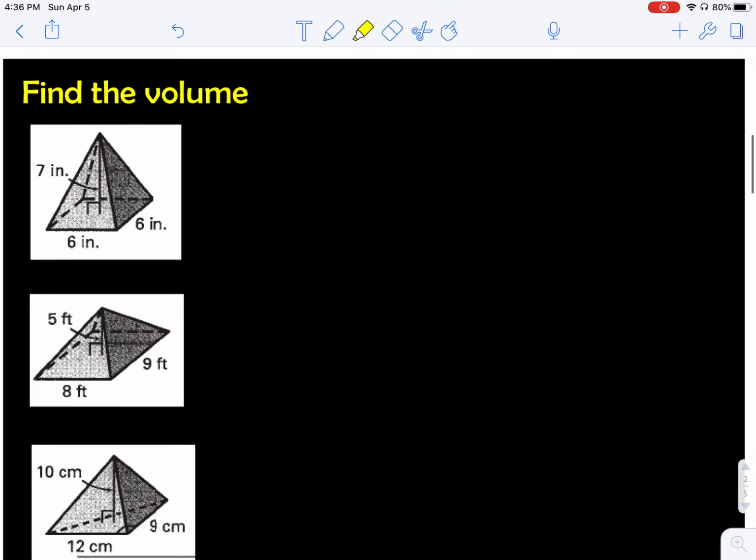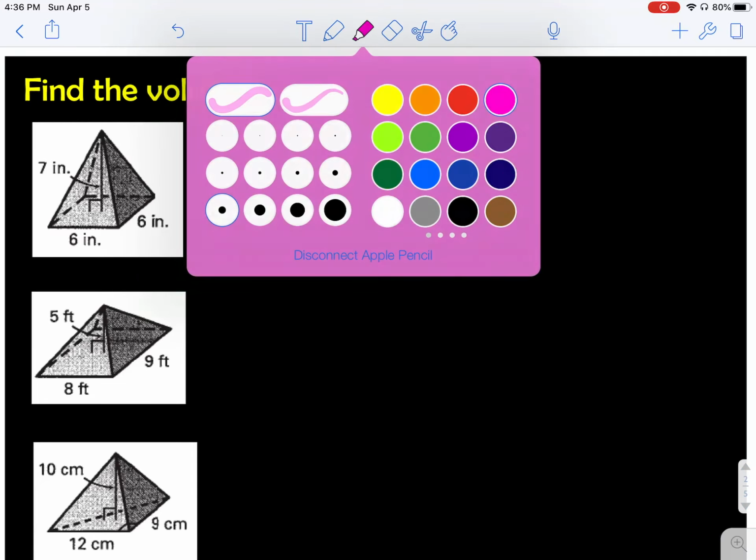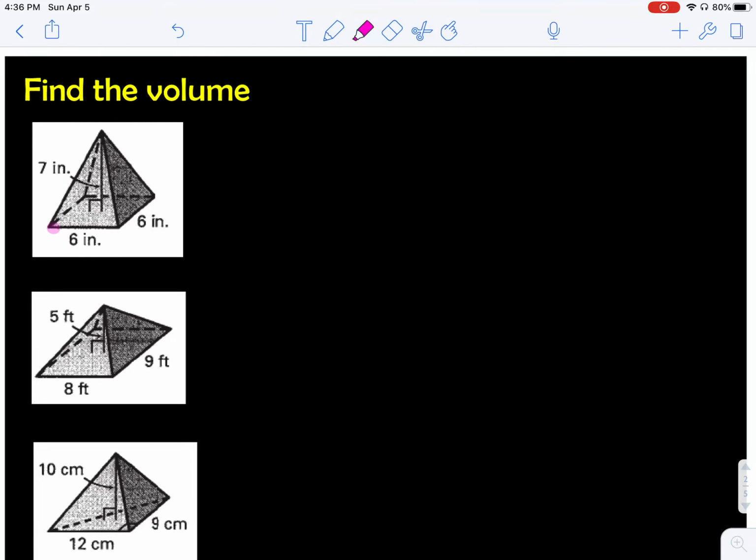So let's get started with a few pyramids. Let's look at the shapes of the bases of all these pyramids. This one right here looks like a square. This one right there looks like a rectangle.